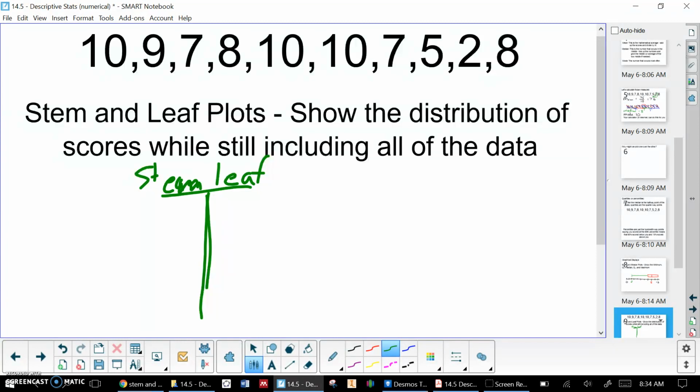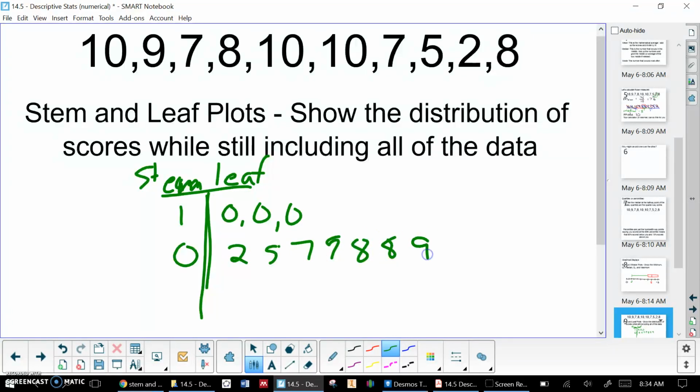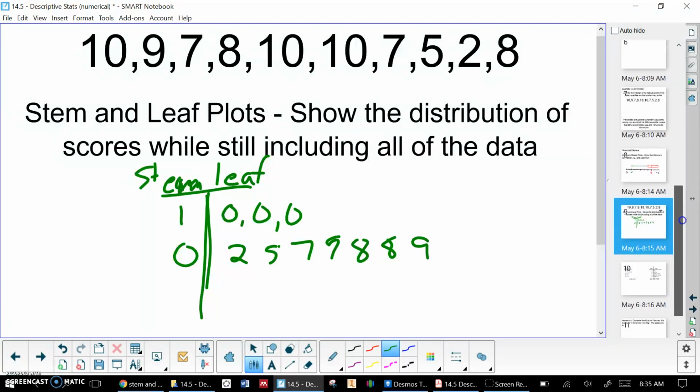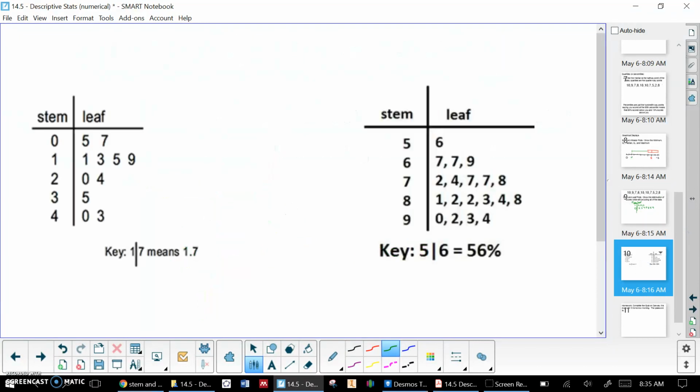Now in this case, almost all of our numbers are single-digit numbers, so that doesn't look exactly very useful there. It would just be like a 1 with a 0, 0, 0 to show all the tens, and then a 0 with a 2, 5, 7, 7, 8, 8, 9. So again, it doesn't help us extremely well there. This is probably not the best choice for this data. But because of that, I wanted to show you just a couple more examples of what these look like.